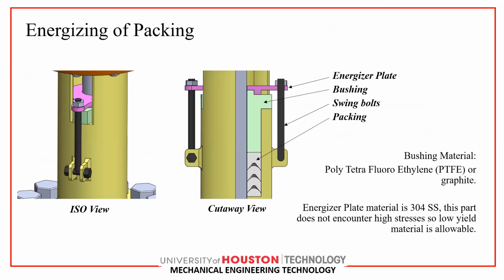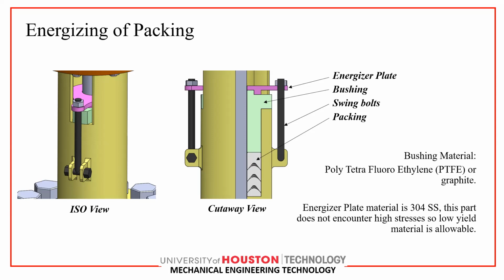So, energizing of packing. This is the energizer plate, and the bushing that is connected with the packing. We use the bushing material, V-packing, and energizer plate to retain the pressure, to control the external pressure that comes from the fluid and different components.